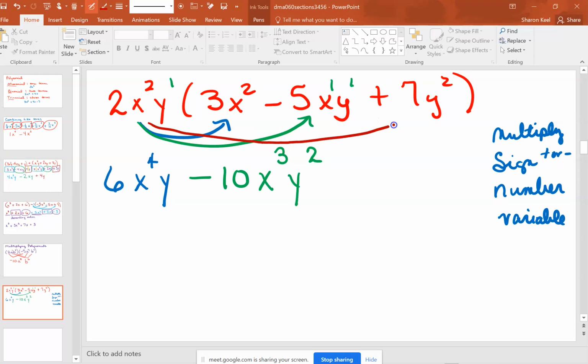For the last term, we have 2 times 7. That's a positive 14. There's an x squared here. There's none there, so it's still x squared. For the y, we have 1 and 2. That gives us y to the 3rd. And then that's it. That's all that we're doing there. So if it's one term times a polynomial in a parenthesis, you're going to use the distributive property. Okay, next, we're going to look at multiplying two binomials.